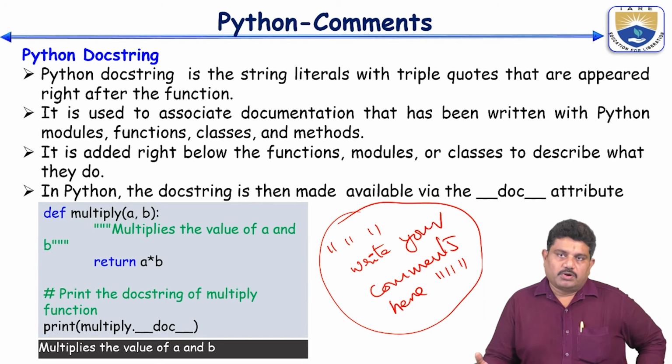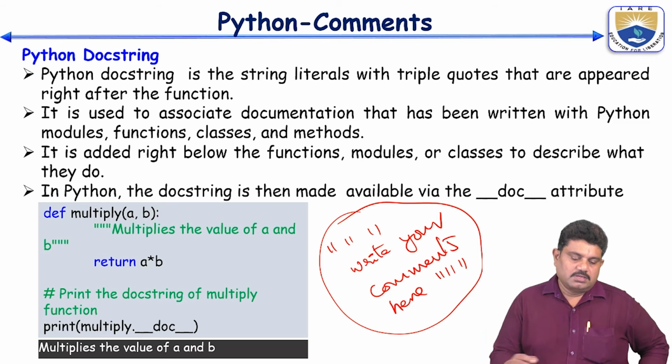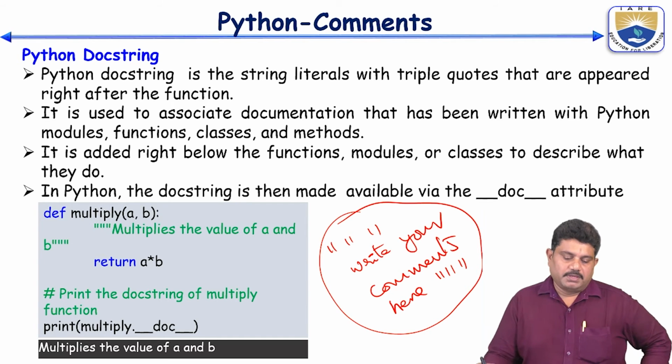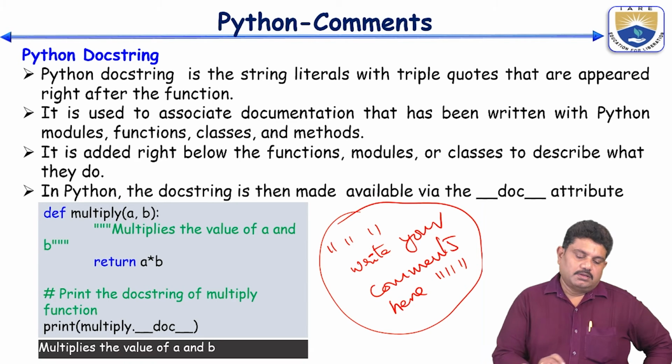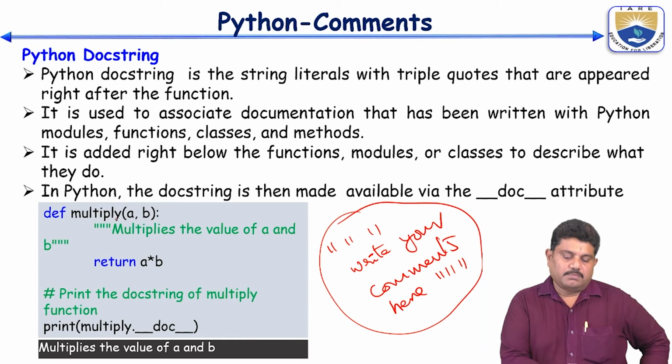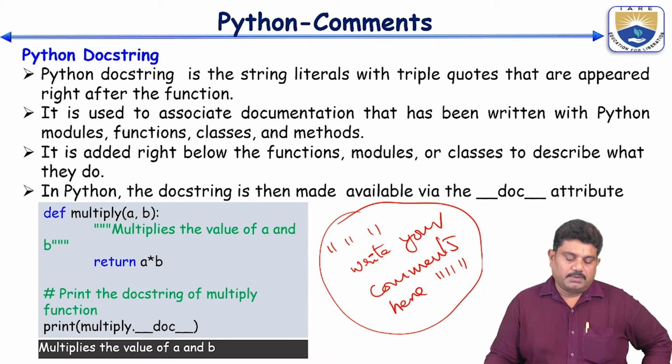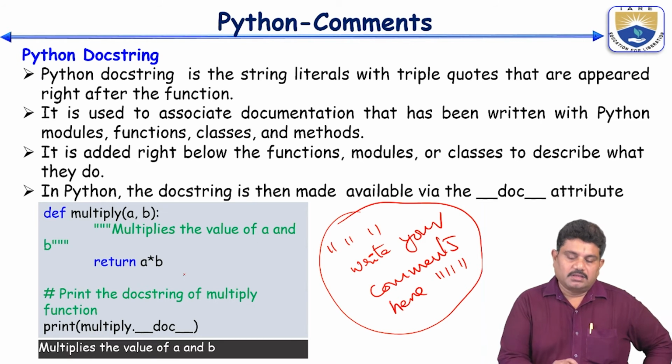Later on, if you want to make documentation regarding your program or project, you can generate documentation from these docstrings. See here in this example, def multiply(a, b). Here you are defining a multiplication function, multiply(a, b), and immediately after that function there is a docstring: multiplies the value of a and b. And here it returns a into b.